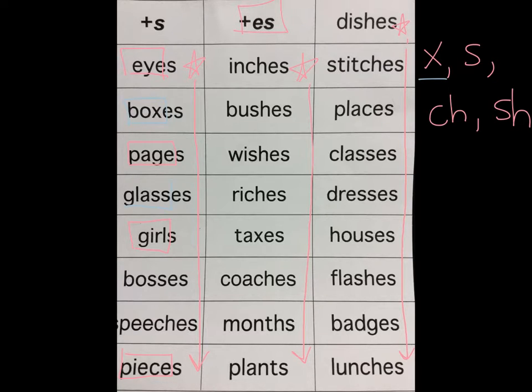Glass, as in glasses. Glass is your base word. It ends with S, so you're adding ES. Down here, speech is your base word. Ends with CH, you're adding ES. I'm going to come to my second column, bush. That ends in SH, so you're adding ES onto that word. So the endings of your base word will tell you whether or not to add S or ES. So be looking for those specific letters that I showed you up here, the X, S, CH, or SH. That's going to tell you to add ES onto the end of that word.